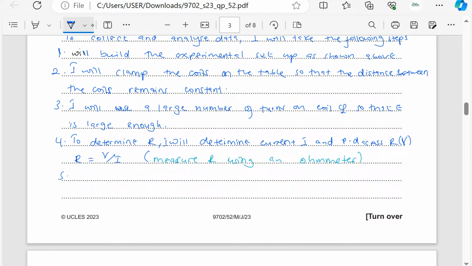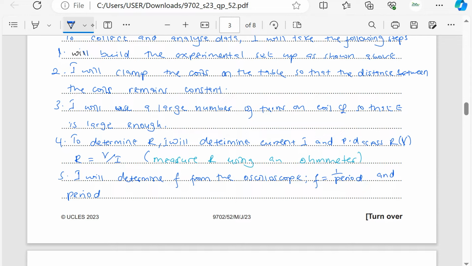Then step number 5, I will determine F. Remember, that is the frequency of the EMF in coil P. I will determine F from the oscilloscope. And of course, we know that you have to tell the examiner how you will determine F. We know that F is equal to 1 divided by the period.